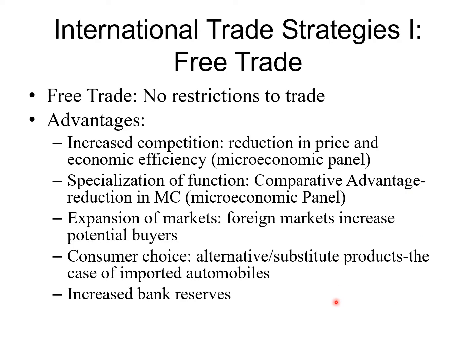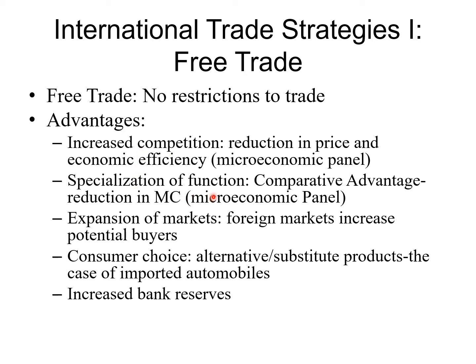We're going to now take a look at the two diametrically opposed strategies in trade, and every country does a mix of them, okay? The first is free trade, and then we'll look at protectionism. Free trade, very simply put, means no restrictions to trade. These are the advantages. First, you have increased competition. Now, you remember from our micro panel what the advantages of competition are. Competition moves the economy towards economic efficiency. We'll go through this in detail in a minute here, okay?